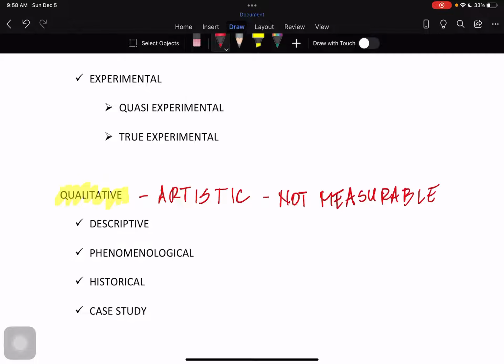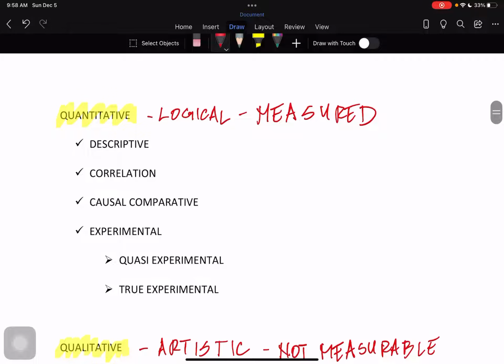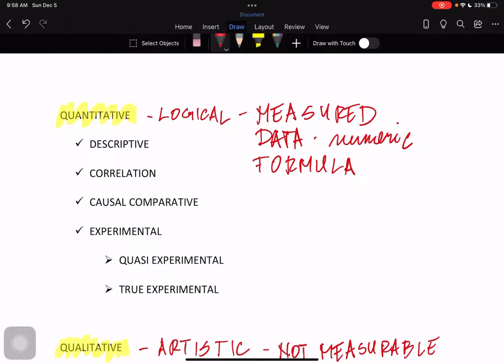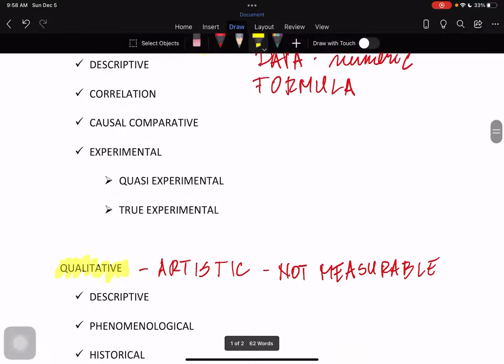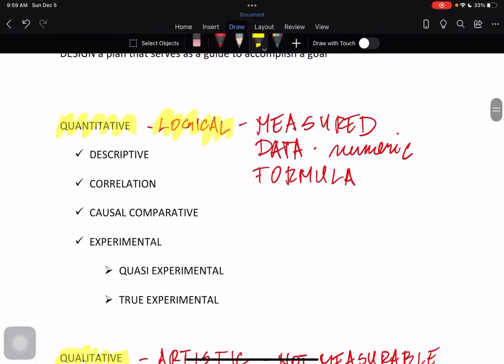It is not quantifiable. And when you measure something, if it can be measured, therefore, it uses data that is classified as numeric. And when you use numeric data, you also implement the use of different statistical formulas. So that is why I classify this under logical. Okay? It can be computed, it can be measured, it can be replicated.